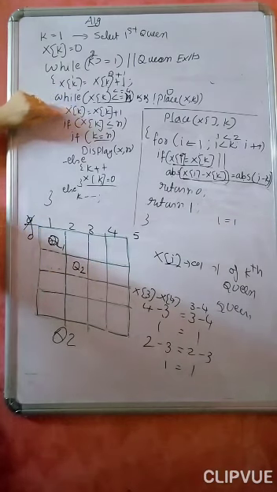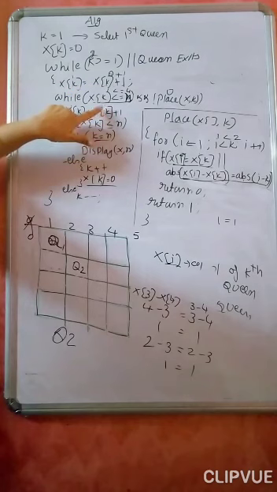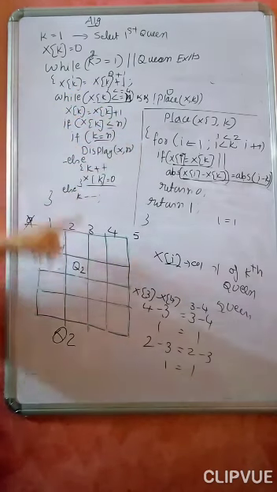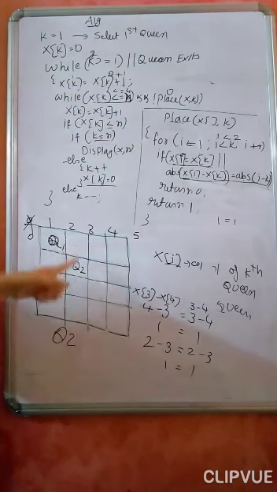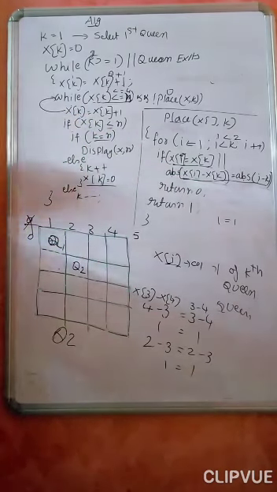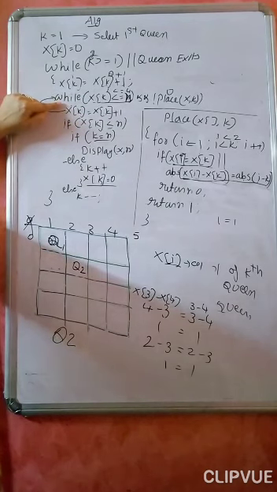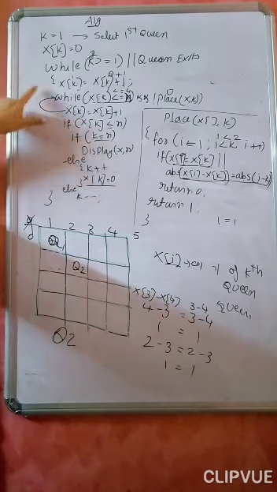x of k, that means x of 2, is equal to, what was x of 2? It was 1 here. 1 plus 1 is 2. So I am placing the queen in the second column. Now again I will go back to this, because it is a single statement while loop. Until this condition becomes false, I will stay in this single statement while loop. Therefore, again I'll come back to this one.